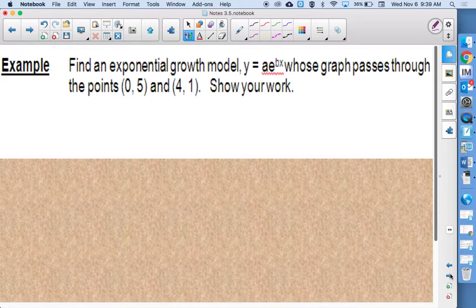So Dylan, which point do you think would be a good point to start with? Because we have 2. (0, 5). So let's take our equation and plug in our points. And you might as well use the one that has a 0 in it because you know at least the x value is 0. So y is 5. We don't know a. e is a number. Remember, it's not a variable. It's 2.718. I don't know b, but we know x is 0.